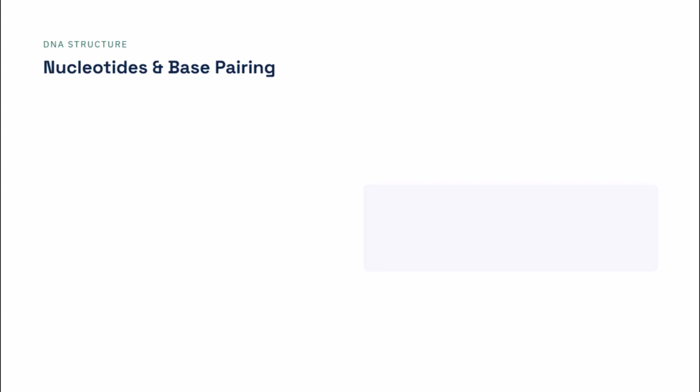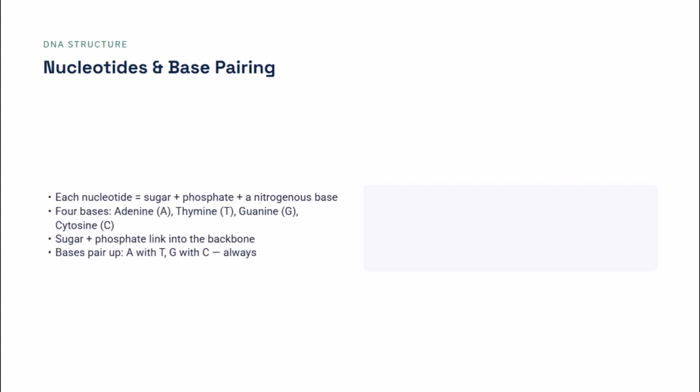Now let's get into the actual chemistry of DNA. DNA is built from repeating units called nucleotides. Each nucleotide has 3 parts: a sugar molecule, a phosphate group, and one of 4 nitrogenous bases. Those 4 bases are adenine, thymine, guanine, and cytosine, usually abbreviated A, T, G, and C. This is the 4-letter alphabet the entire genome is written in.